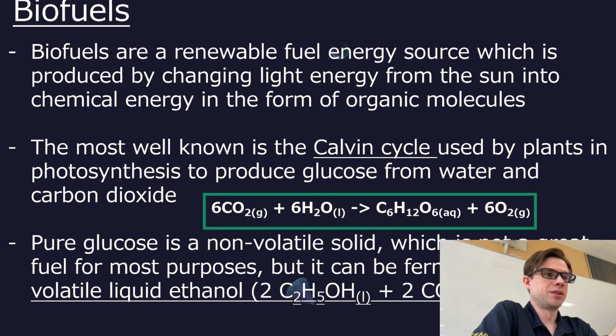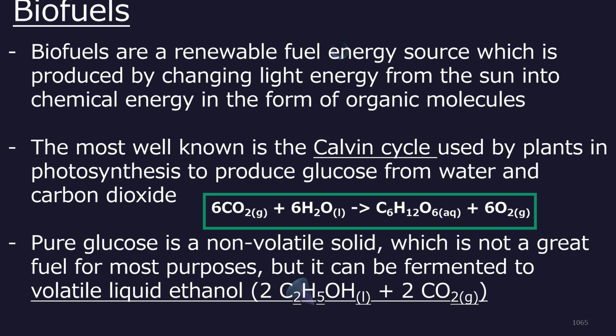Now, the most well-known is the Calvin cycle. This is a process used by plants in photosynthesis to produce glucose from water and carbon dioxide. So 6 CO2 gas molecules come in with 6 water molecules, H2O, to make 1 glucose, C6H12O6, plus 6 O2. Now, I think this is a very simplified or general equation for what happens, but there's a lot of small steps and intermediates along the way to actually get glucose from 6 CO2 and water.